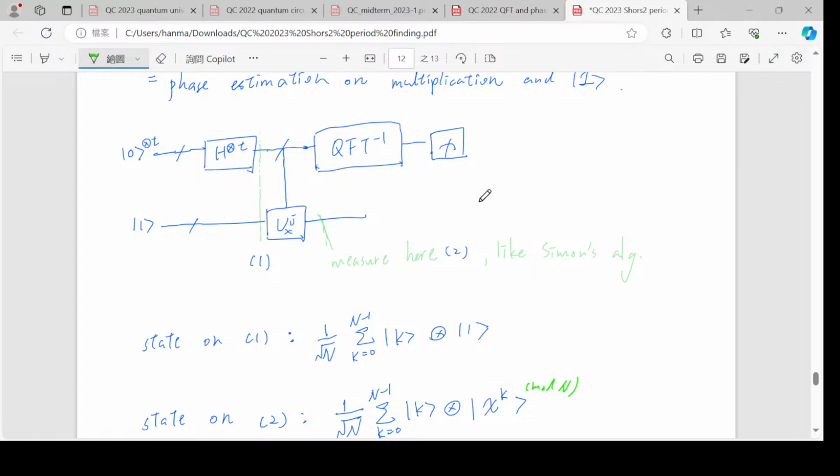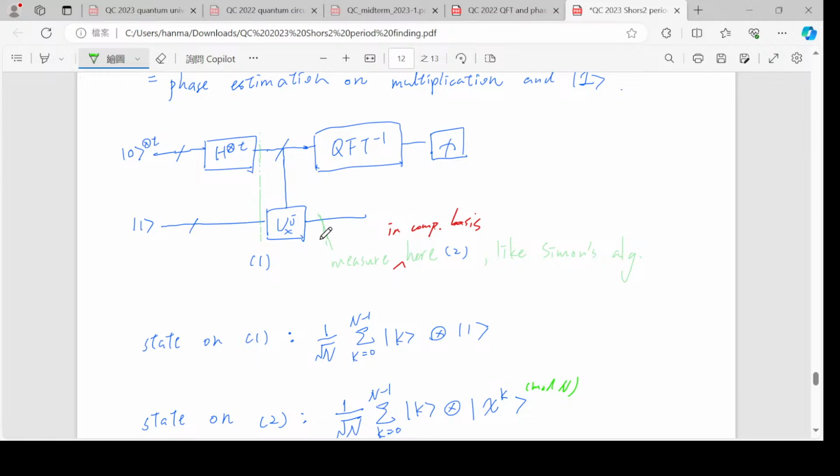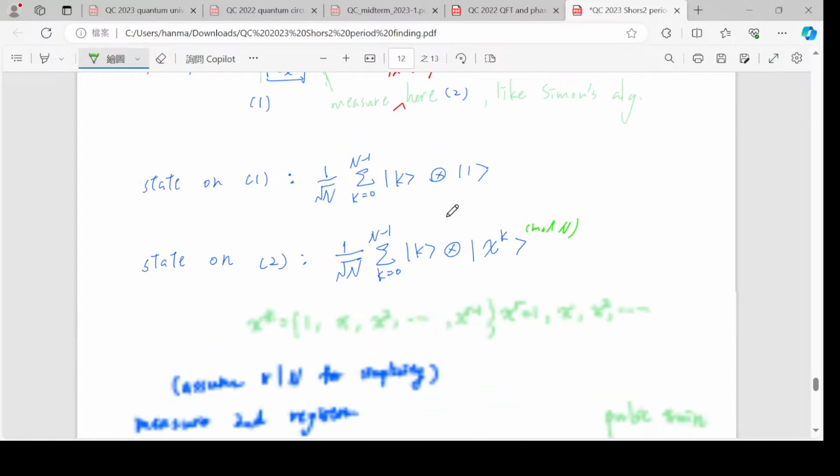Okay, measure. I should say in the standard basis, or computational basis, although that's kind of assumed. On a high level, measuring in what basis shouldn't change the result here, because this line has no interaction with the first line after this part. So you can measure in whatever basis you like, and it shouldn't change the outcome probability up here. It will just give you a different analysis.